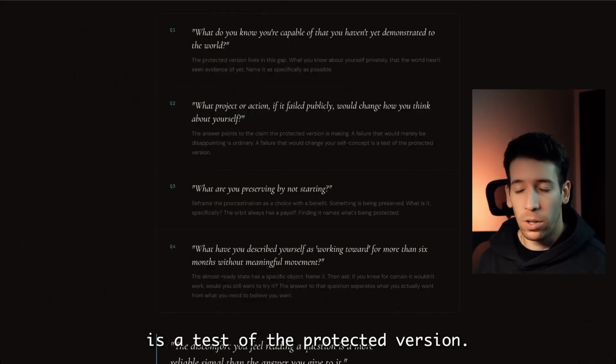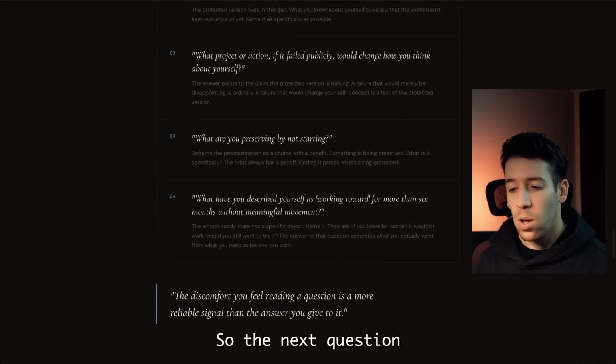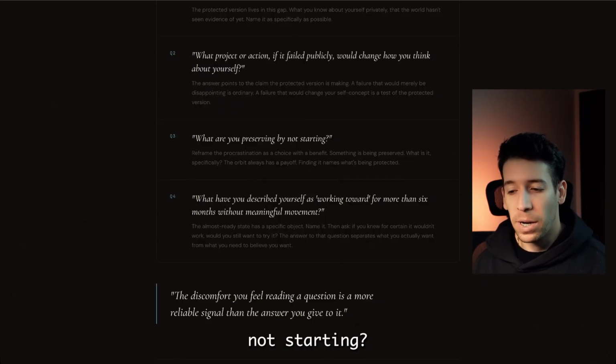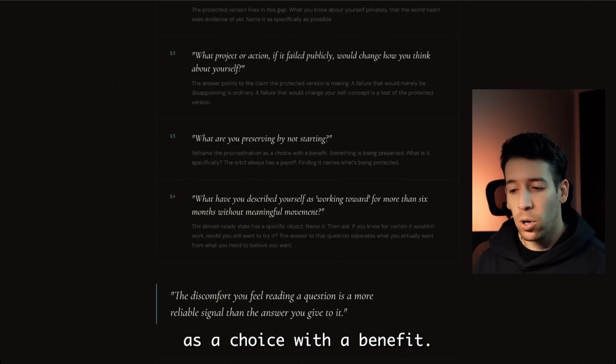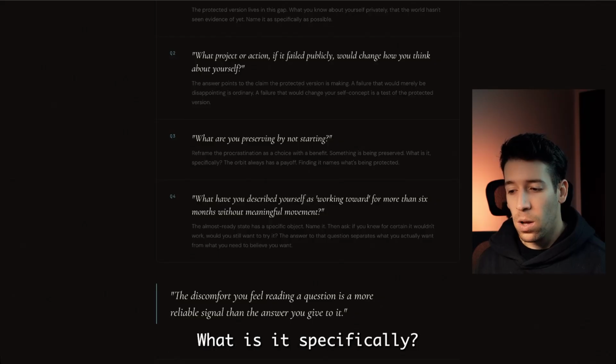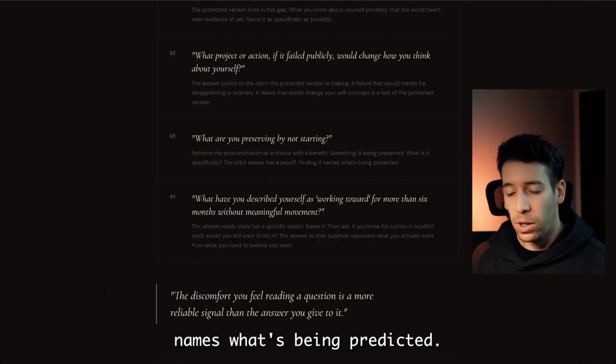So, the next question is, what are you preserving by not starting? Reframe the procrastination as a choice with a benefit. Something is being preserved. What is it? Specifically, the orbit always has a payoff, and finding it names what's being protected.